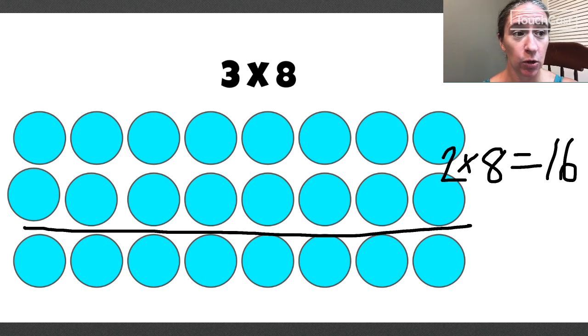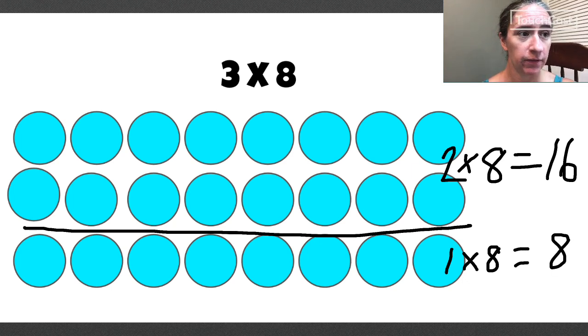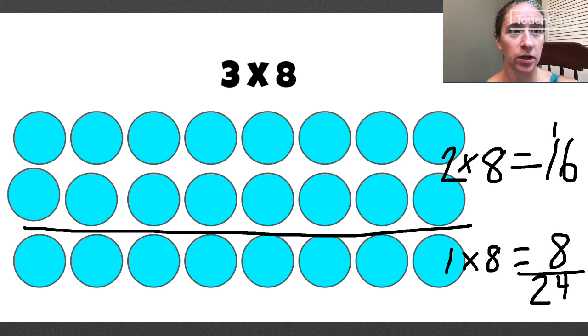And then I've got 1 times 8. 1 times a number is always that number. And then I've got to add 16 plus 8. I'm going to do this carefully because I see there's some regrouping. 6 plus 8 is 14, and 1 plus 1 is 2. So 3 times 8 equals 24.